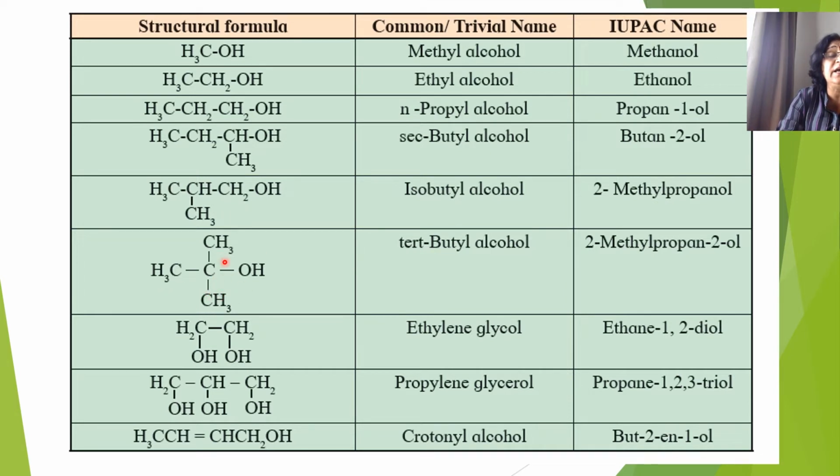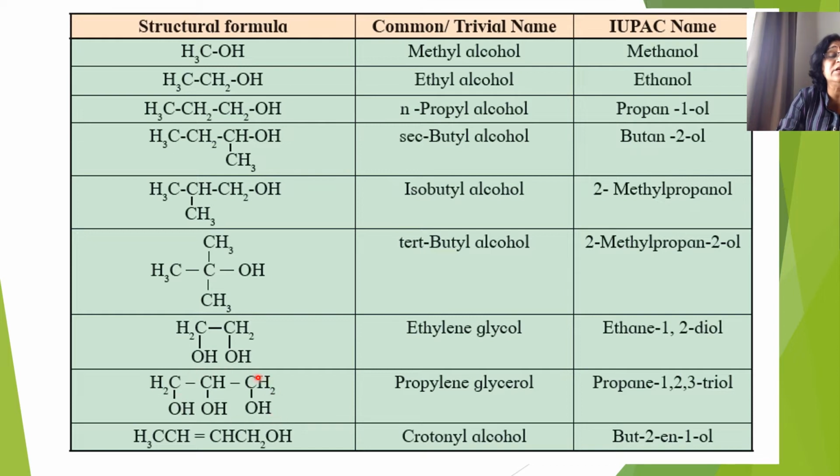And this one is tertiary butyl alcohol. There is a double branching on the second carbon, so tertiary butyl alcohol. The IUPAC name will be 1, 2, 3, so 2-methyl propan-2-ol. Clear? Then this one, CH2OH, CH2OH. The common name is ethylene glycol, and the IUPAC name will be ethane 1,2-diol. Clear?